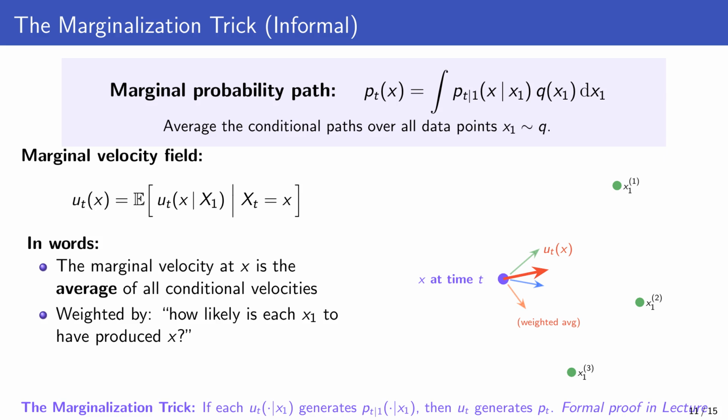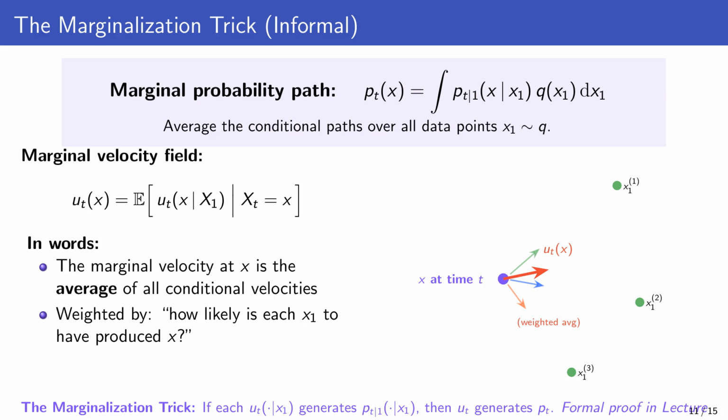The marginal velocity field ut of x works similarly. It is the conditional expectation of the conditional velocity ut of x given x1, conditioned on xt equals x. In plain language, the marginal velocity at position x is a weighted average of all the conditional velocities, one for each data point x1, where the weights reflect how likely each x1 is to be the destination of a sample currently at position x.